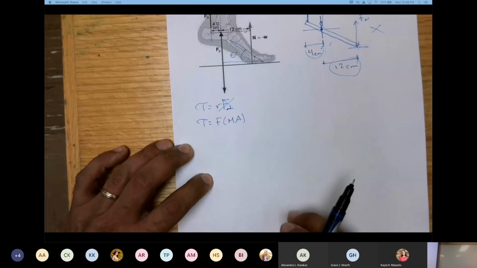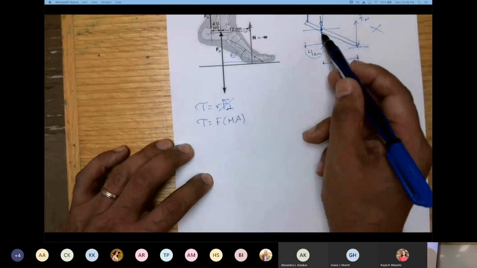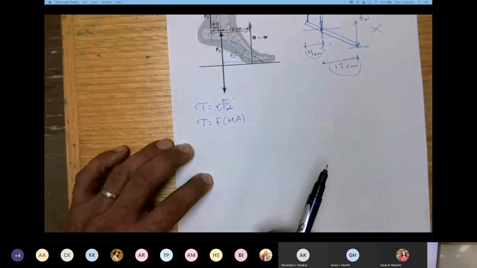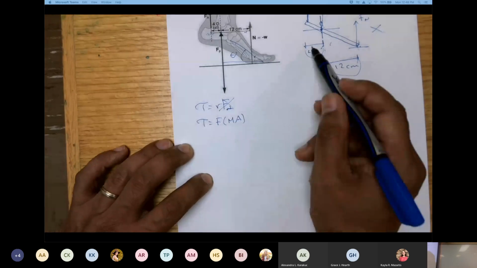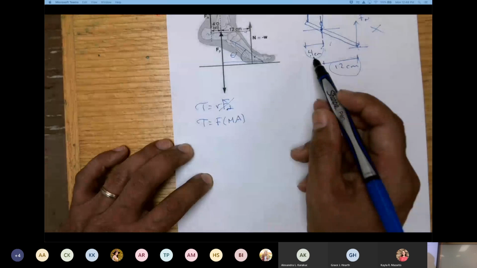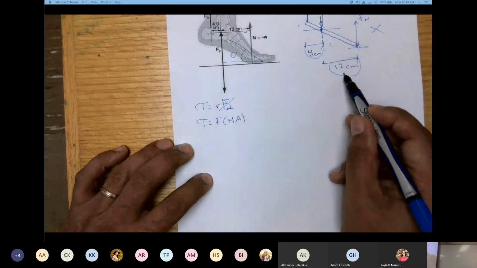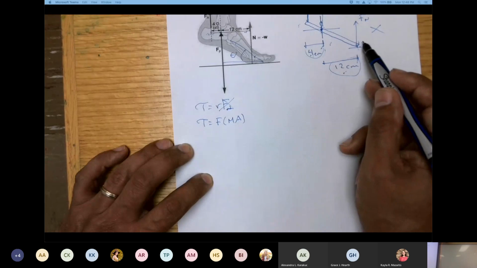Again, if you know the distance between the heel and the ankle, and the distance between the toe and the ankle, you can calculate that moment arm. So this 4 centimeters is going to be the moment arm for the torque of the Achilles tendon at the ankle. This 12 centimeters is going to be the moment arm for the normal force.